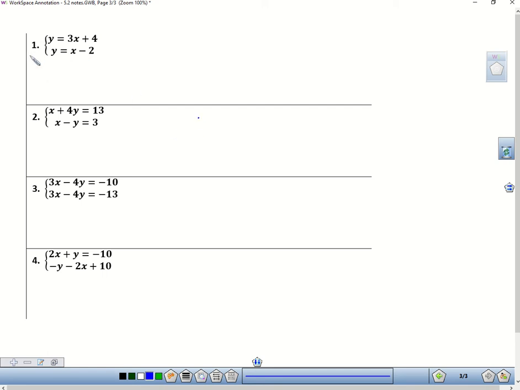So to do that, to make one of them negative, I can multiply this second equation, the whole thing, by a -1. Okay?